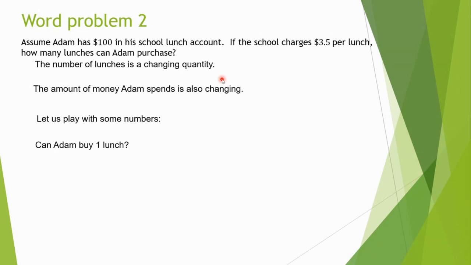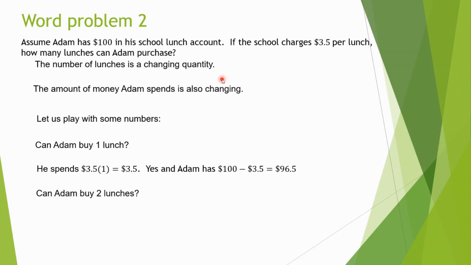So let's ask this. Is Adam able to buy one lunch? Well, yeah. And how do we know that? Because each lunch is $3.50, right? So if he spends that much, he'll have $96.50 left. So he can afford one lunch. So we know that the number of lunches he can buy is obviously at least one. Can he buy 2 lunches? Well, yeah, he can. Because 2 lunches altogether cost $7, and then he'll have $93 left over. We're not saying 2 more lunches, we're just saying 2 lunches.